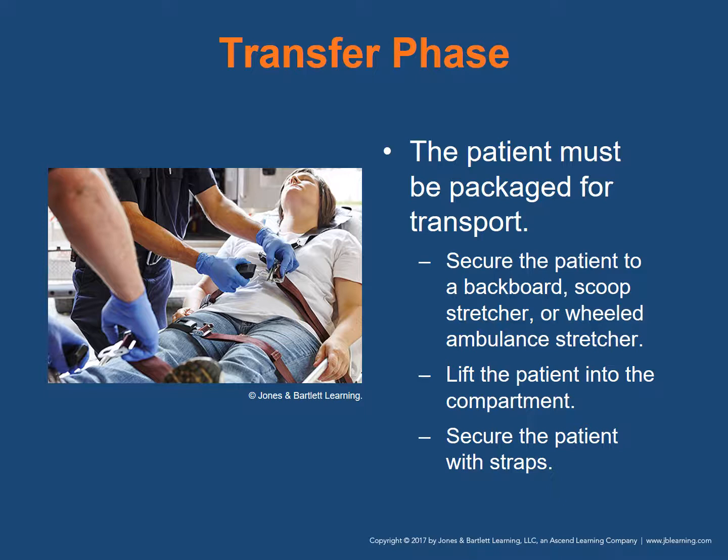Transfer phase. The patient must be packaged for transport. You see in this picture a patient that's being secured to the gurney by seat belts. Okay, so the two big things required by law for transportation of a patient to the hospital is that they have to be on the gurney secured by these seat belts, and then, like I mentioned earlier, the gurney has to go into the back of the ambulance and actually attach itself to the floor of the ambulance, lock into the floor of the ambulance. Okay. So either we secure the patient to a long backboard for spinal immobilization, the scoop stretcher, or just the gurney itself, like you see in this picture. We're going to lift the patient into the compartment. We're going to secure the patient with straps, and of course we're going to lock the gurney into the floor of the ambulance.